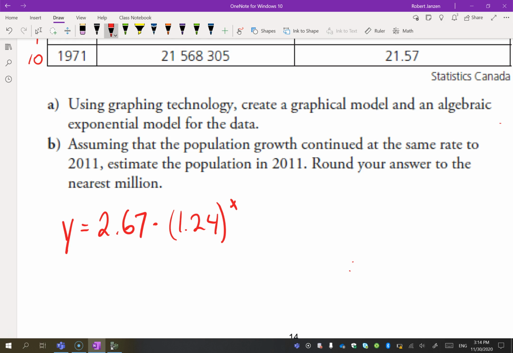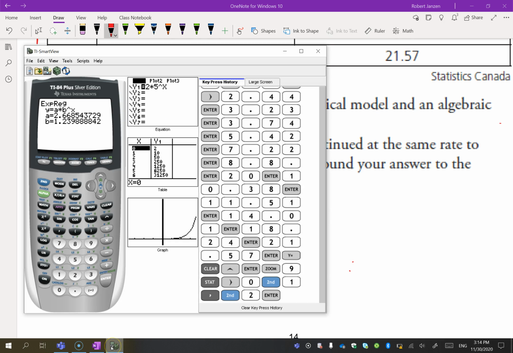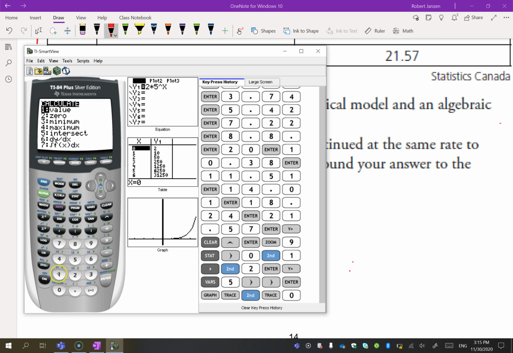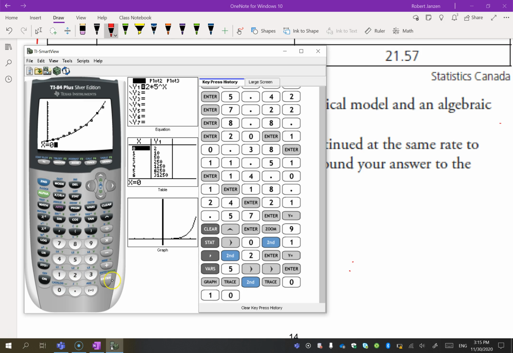So that's my equation. Let's put it into y equals. We'll paste it in there, so that's Vars 5, and then the equation, enter. It just pasted what we had, and now if we graph, it should model our data. And it does. It looks pretty good. Very quickly, let's go to second trace because I want to find the y-intercept. I'll press 1, and if I put x as 0, my y-intercept says 2.67.